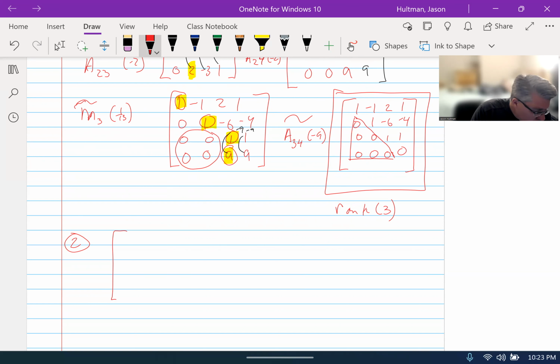Okay, so let's start with the result that we got in example 1 and make that our starting point, our jumping off point for example 2. We've got 1, -1, 2, 1, 0, 1, -6, -4, 0, 0, 0, 1, 1, and then 0, 0, 0, 0.